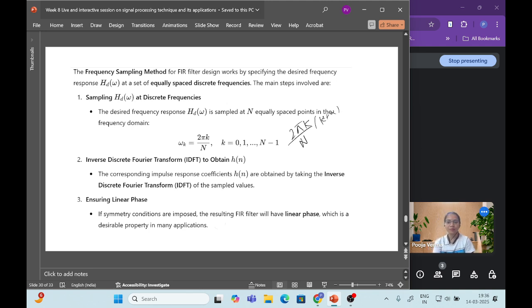You can see it. So take the inverse DFT, IDFT, to obtain h(n). The corresponding impulse response coefficients h(n) are obtained by taking the inverse DFT of those samples. And we must ensure that the FIR filter is linear phase, so we will decide based on that. Okay. So moving to the next question.